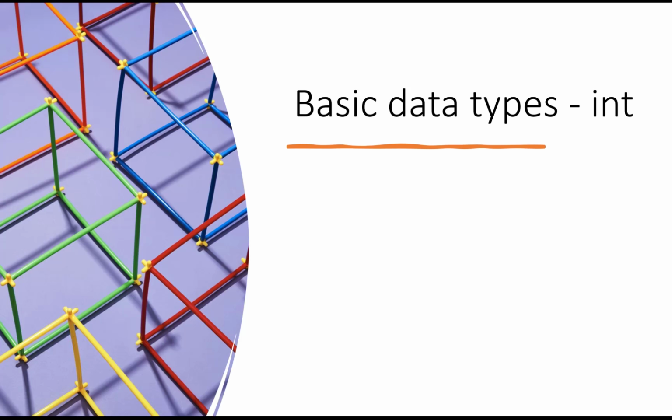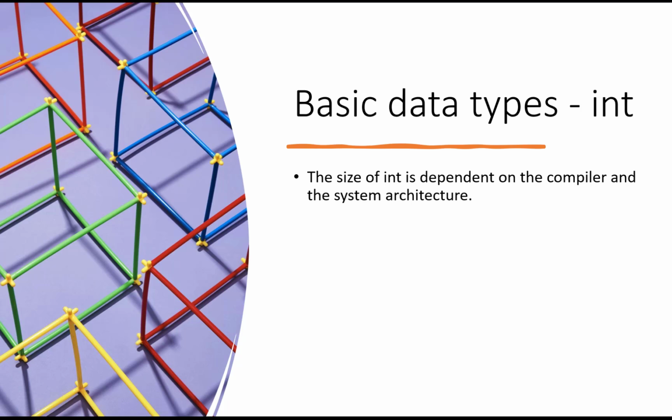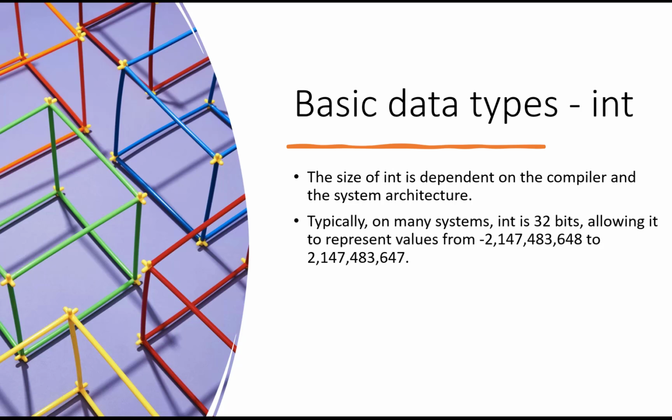The first basic data type is int. Int is for integer. So whenever you want to store an integer number, that is any number without a decimal value, then we are going to use the data type int. Now what is the size of the integer? Which means what is the biggest integer number that you can store in a variable. Typically the size of the integer depends on the compiler that you are using and the system architecture. But nowadays on most systems, you will see that the size of the integer is 32 bits, which means 4 bytes.